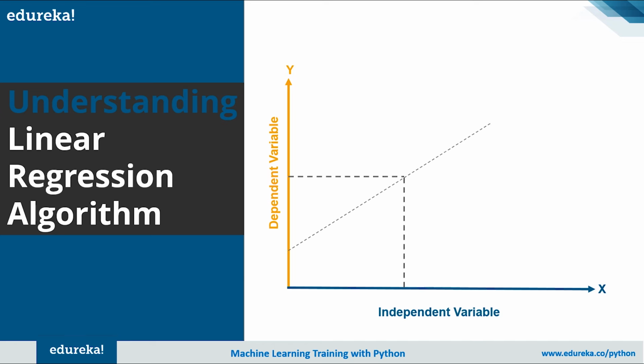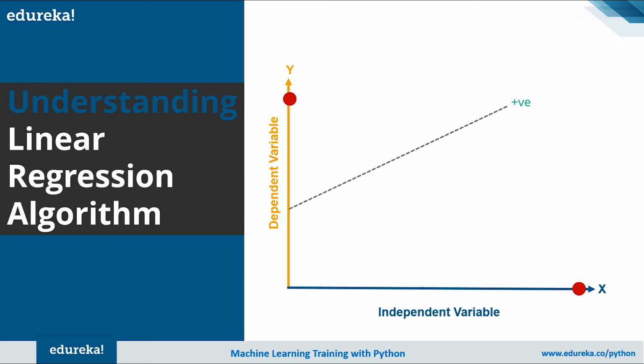So suppose you have an independent variable on the x-axis and a dependent variable on the y-axis. All right. Suppose this is the data point on the x-axis. The independent variable is increasing on the x-axis, and so does the dependent variable on the y-axis. So what kind of linear regression line would you get? You'd get a positive linear regression line, as the slope would be positive.